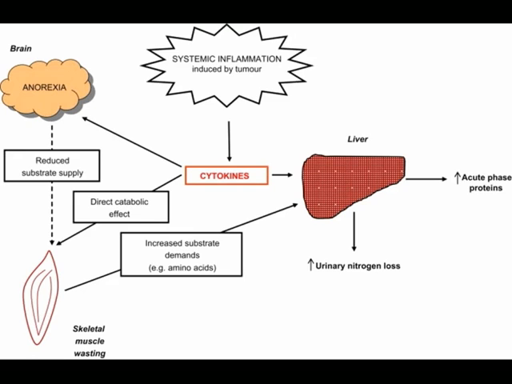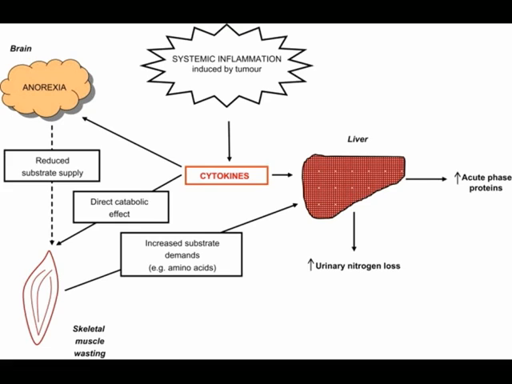This diagram is illustrating what could happen with this cachexic syndrome, where the patient is developing all sorts of systemic problems as a result of having cancer. So we have the brain being stimulated by these cytokines that are going to cause anorexia. The reduced substrate supply to the body is then going to cause skeletal muscle wasting. We also have the cytokines causing a direct catabolic effect on our skeletal muscle, causing wasting.